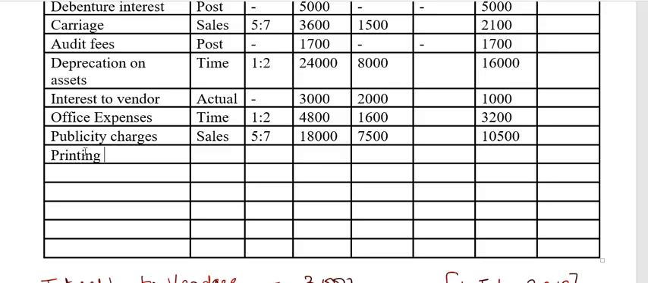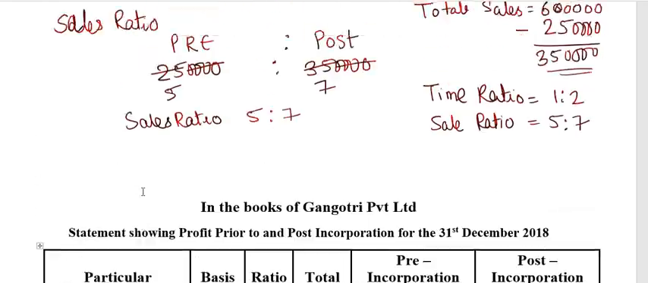Printing. Time ratio is 1:2, and printing amount is 3,600. So out of 3,600, on the basis of ratio 1:2, for pre 1,200 and for post 2,400.